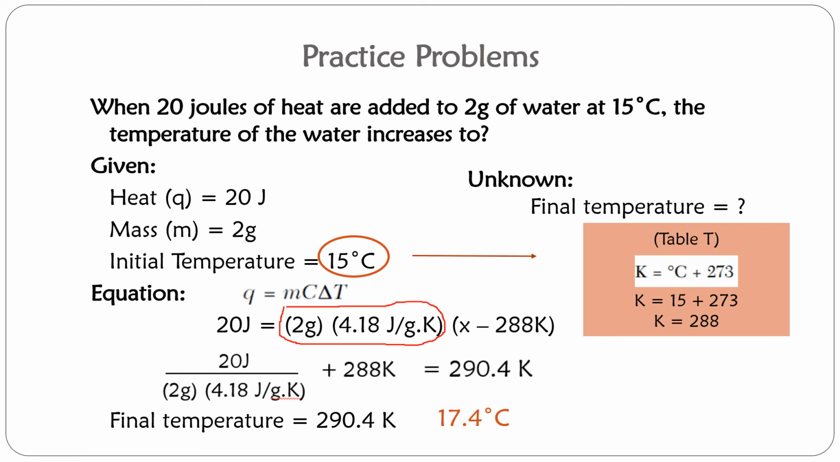Now, if you want, you can also go ahead and convert this temperature back into degrees Celsius using the same equation, but this time you'll just have to rearrange that. And so we'll do 290.4 Kelvin minus 273, and your answer will be 17.4 degrees Celsius.